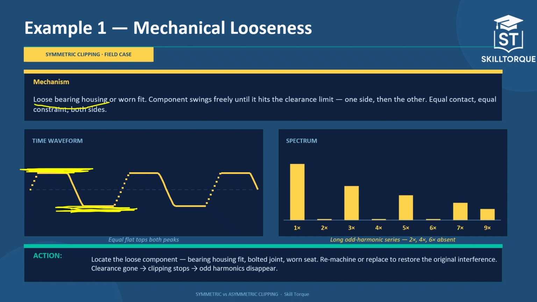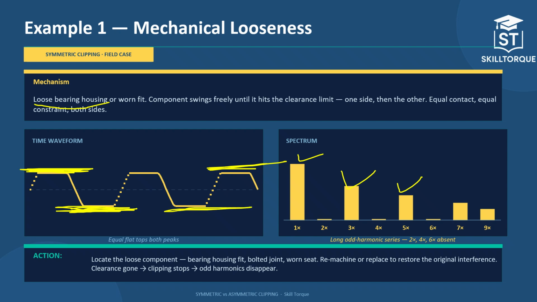So the areas on both sides are the same, and definitely we will not be able to see the even harmonics; 2x will be cancelled. In this case we will see the odd harmonics: 1x, 3x, 5x, 7x. Whenever you see odd harmonics 1x, 3x, 5x, 7x in the spectrum, always remember that there can be a restriction on both sides of the shaft, or both sides of the bearing. Clear?